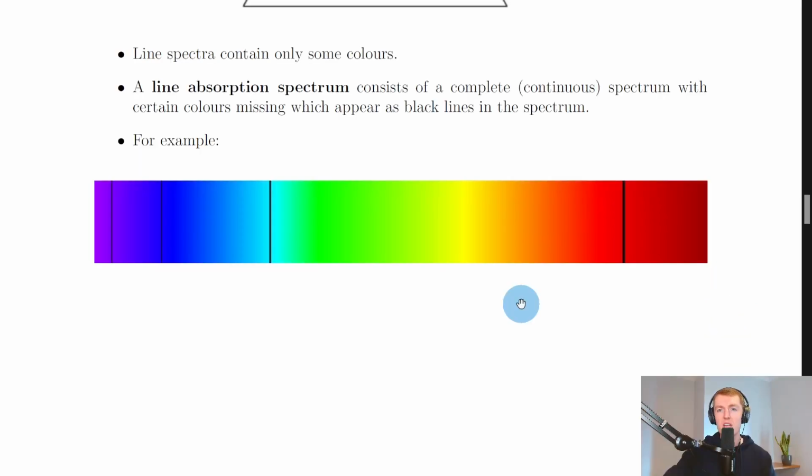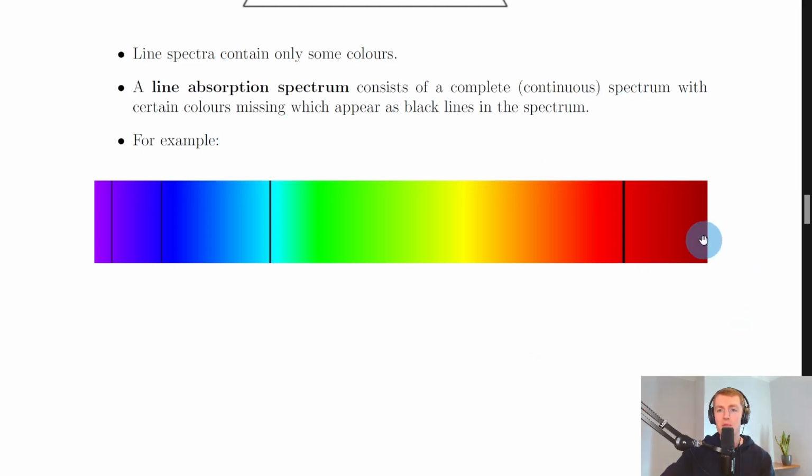Now that was a continuous spectrum that we just looked at, but we also have something called a line spectrum, or if we're talking about more than one, we would say line spectra. So it says here that line spectra contain only some colours, and we've got two types. We've got a line absorption spectrum and a line emission spectrum. So firstly it says that a line absorption spectrum consists of a complete or continuous spectrum with certain colours missing which appear as black lines in the spectrum.